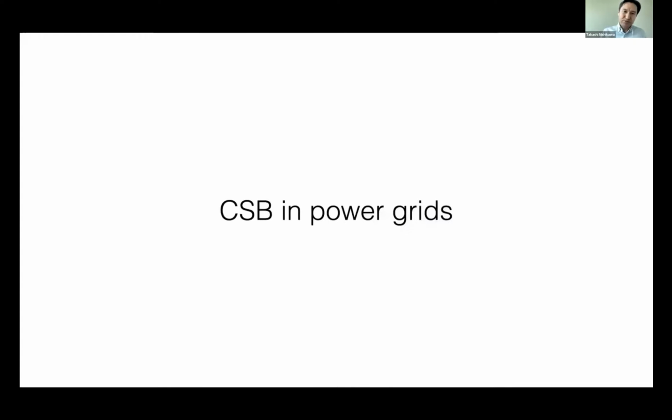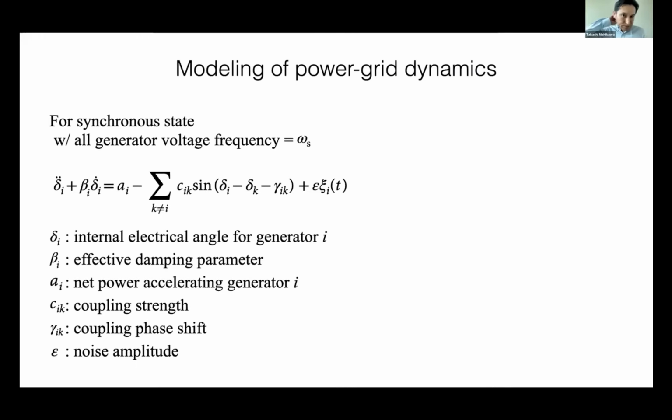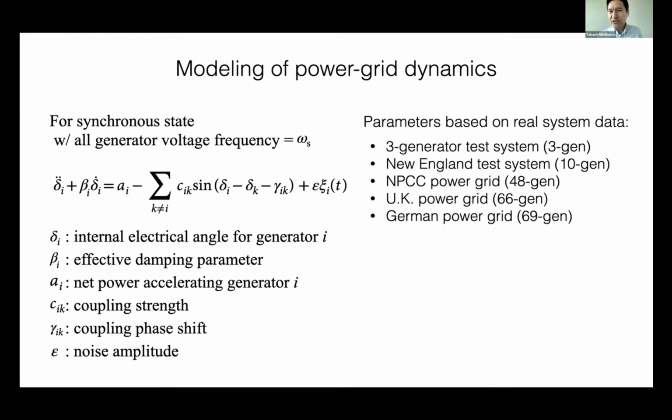Now to power grids. Turns out that the equation of motion is basically the same. It looks exactly the same. The only difference is that now, in order for the system to represent a real system, you have to have the parameters determined based on real system data, like those particular systems that we looked at.